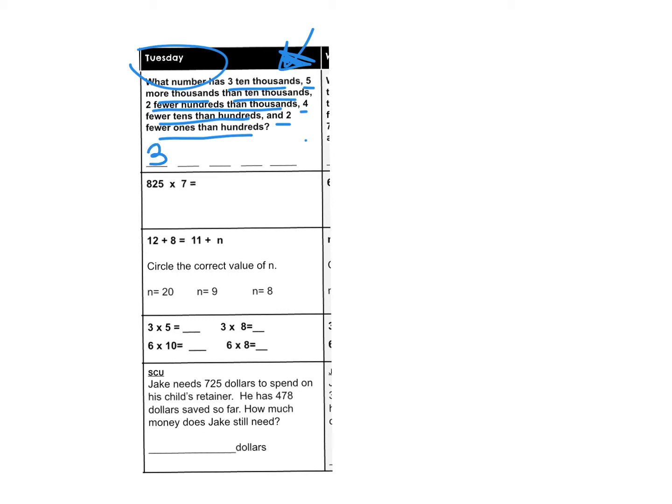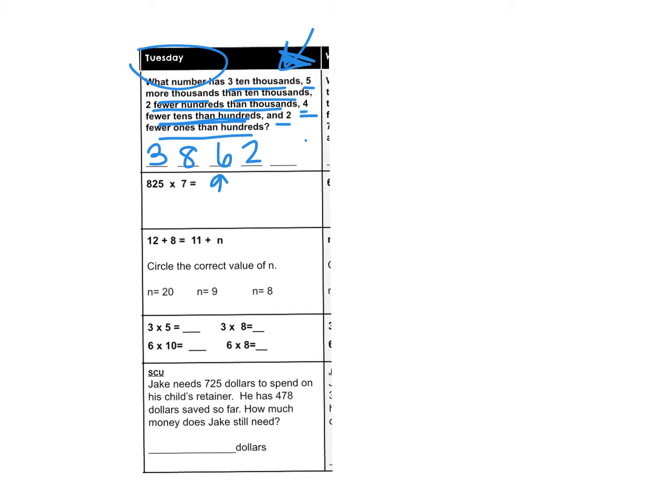5 more thousands than 10,000s. Well, there's 3 10,000s, so 5 more would be 8. 2 fewer hundreds than thousands. So now we're in the hundreds. What's 2 fewer hundreds than thousands? So then we would have 6. 4 fewer tens than hundreds. That would be 2, because 4 less than 6 is 2.